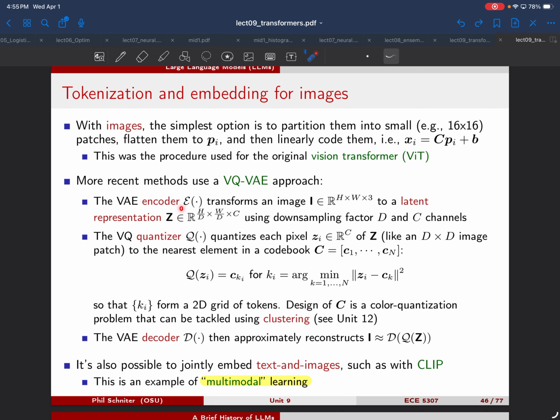through an encoder. Essentially what this encoder does is it transforms this image into what's called a latent representation, which is another version of the image that typically has smaller spatial dimension. So you would have a downsampling factor of d. Let's say d is 4. That means you're now going to have h over 4 height and w over 4 width, so the number of pixels is reduced by a factor of d squared, or 16.